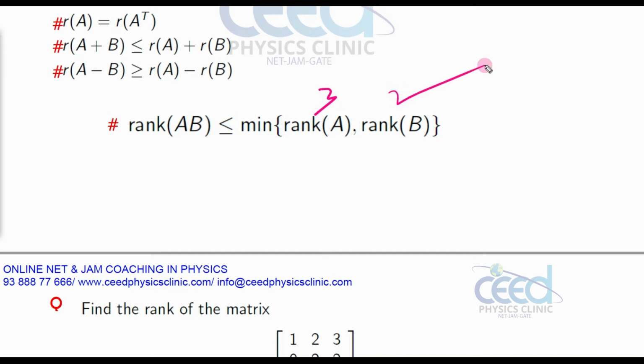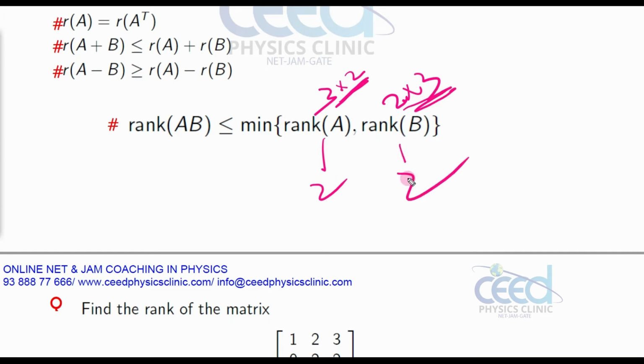Now, rank of AB. It is not always possible to multiply, right? Because multiplication has some conditions. We can multiply a 3 by 2 matrix with a 2 by 3 matrix. If you find the rank of AB, what is the rank of A? The rank is the minimum of the orders, so it may be 2, and here also 2. So the minimum is 2, and the rank of AB will be 2. That's the idea.